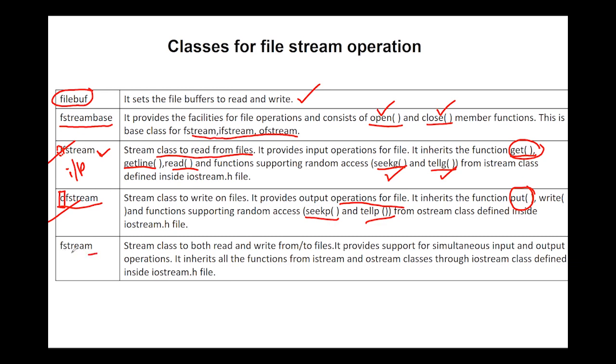Next comes fstream. Now what is this fstream? It is a stream class to both read and write. Remember, fstream is something which is for both. It provides support for simultaneous input and output operations. It inherits all the functions from the istream and ostream classes through the iostream class defined inside iostream.h. Now we have seen this hierarchy in the previous image. So fstream is one which can do both input and output, right? So I hope this is clear. These are the main 5 classes which we will be looking into in this lesson.